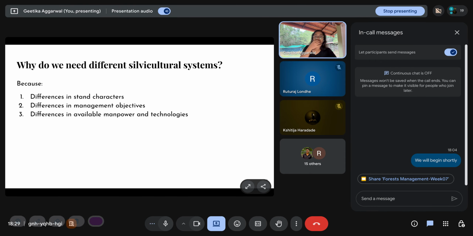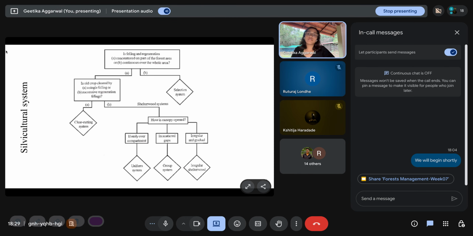And the last one is differences in how much manpower and technology is available in that particular area. So if you are somewhere too deep in the forest where you do not have enough manpower, and which is so dense that you cannot get your big JCBs into that area, then the kind of silvicultural practices you utilize there will be very different from the ones that you will utilize in forests which are very close to villages or towns and cities, right? So, this is why we need different silvicultural systems.